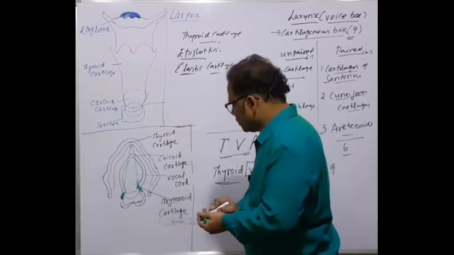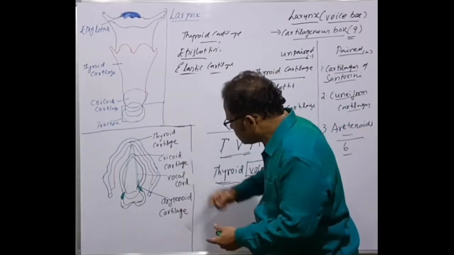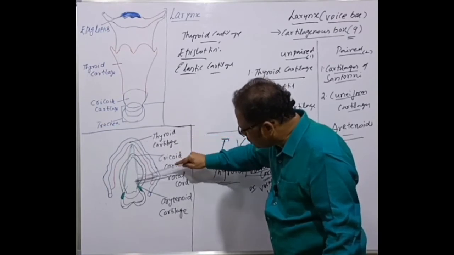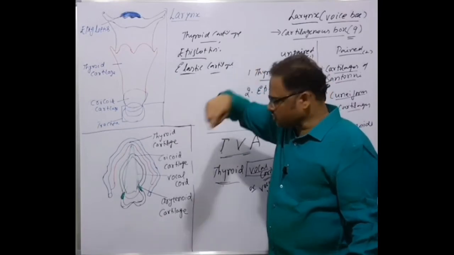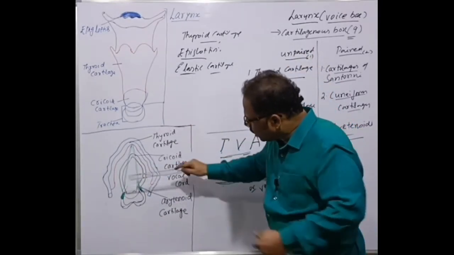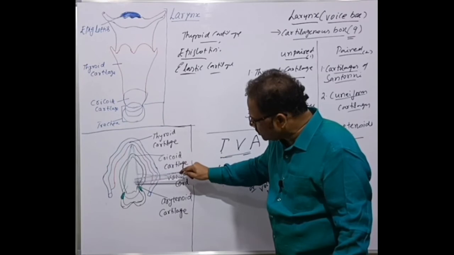Let's discuss now. These are green structures which are present here. This one is an inverted V-shaped structure like this. Inverted V-shaped structure is there, isn't it? These ones are the vocal cords, and they are present here.